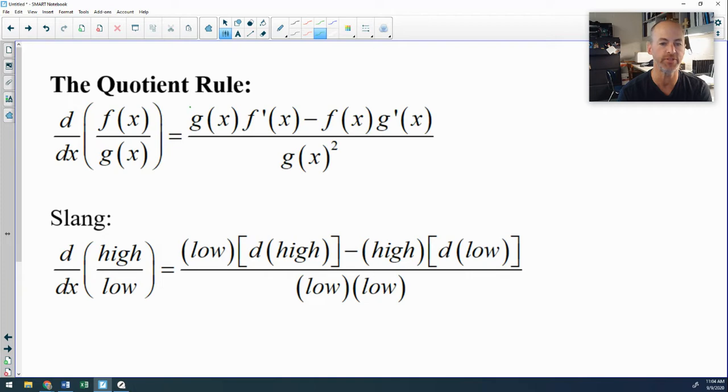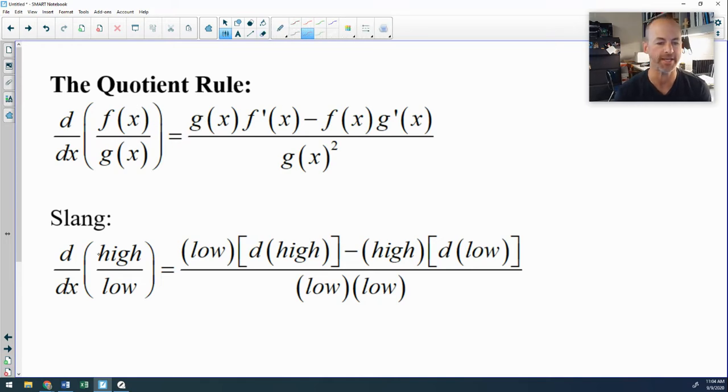Now within the individual pieces, like for this first product, it's okay to do f prime times g. And for this second product, it's okay to do g prime times f, because the multiplication part can be flipped. You just cannot swap the order of the entire numerator. Now that's the mathy way of writing it.